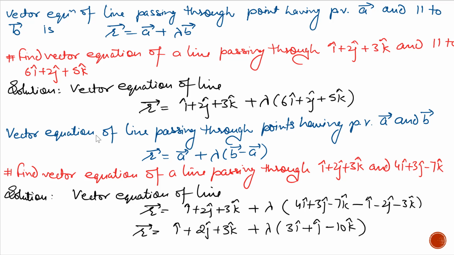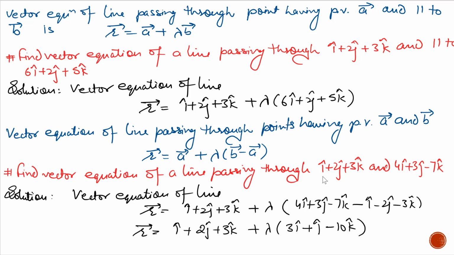Now, vector equation of line passing through 2 points having position vector small a vector and small b vector is r vector equals to a vector plus lambda times of b vector minus a vector. We can explain with the help of an example. Find vector equation of a line passing through i cap plus 2j cap plus 3k cap and 4i cap plus 3j cap minus 7k cap.